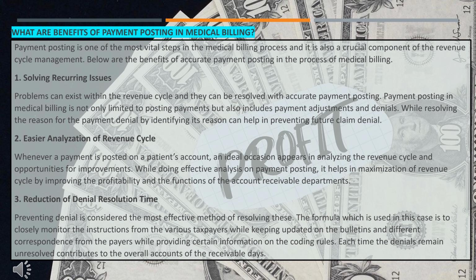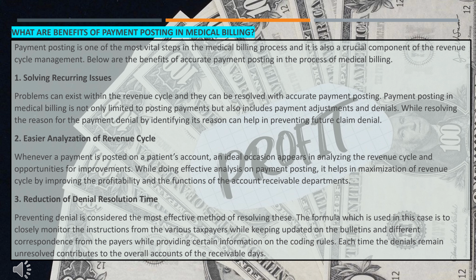1. Solving recurring issues. Problems can exist within the revenue cycle, and they can be resolved with accurate payment posting. Payment posting in medical billing is not only limited to posting payments but also includes payment adjustments and denials. Resolving the payment denial by identifying its reason can help in preventing future claim denials.